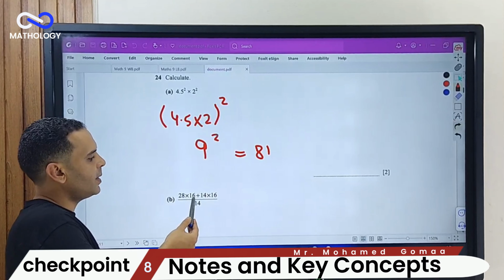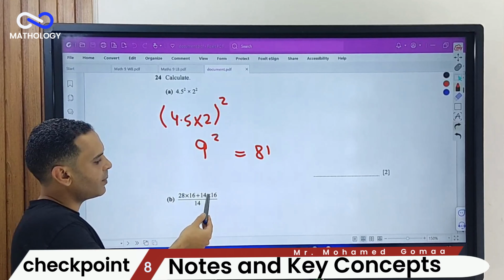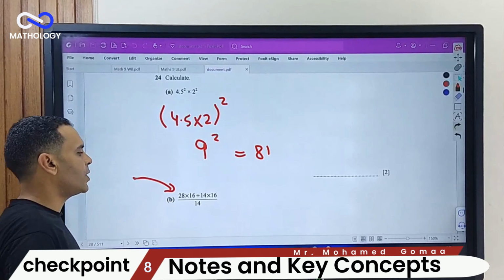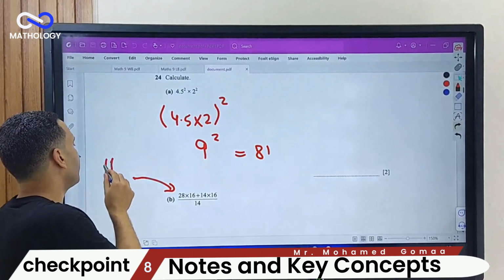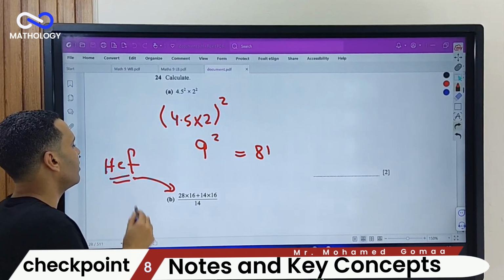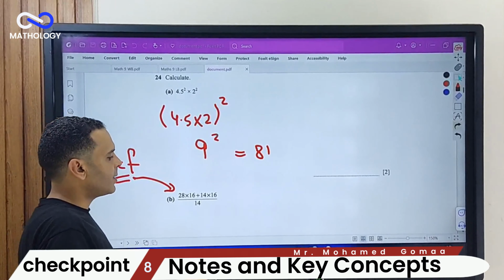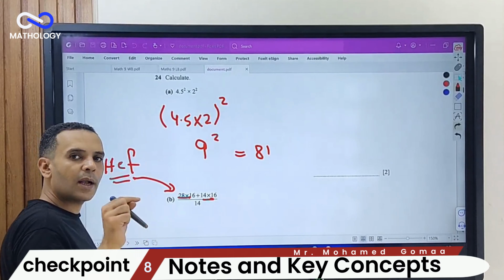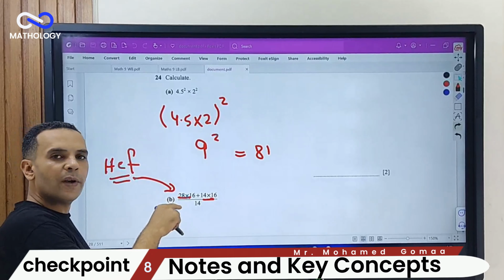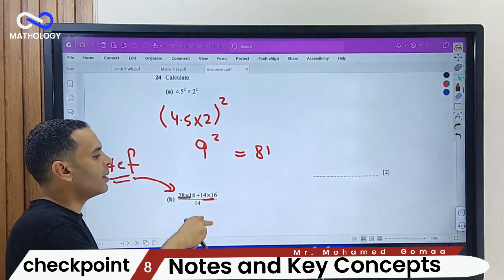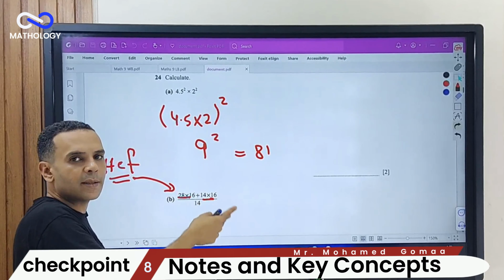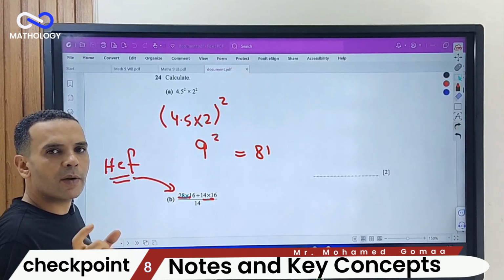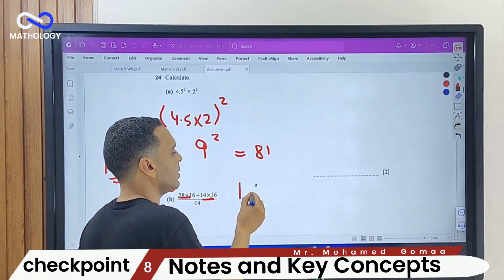28 multiply 16 plus 14 multiply 16 over 14. In this question, we can use HCF, the highest common factor. What is the common factor between this operation and this operation? Here we have two factors, 28 and 16, and here we have two factors, 14 and 16. We have 16 in common between the two operations. We have a common factor, which equals 16.